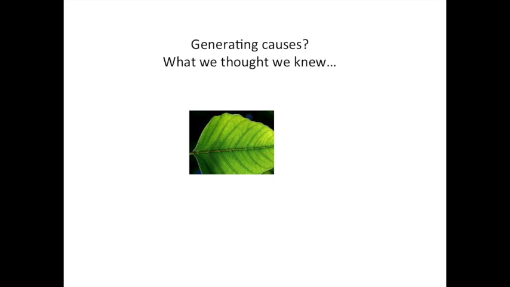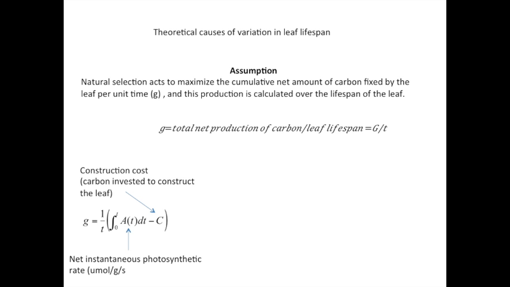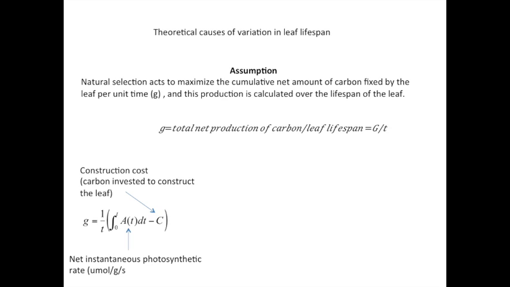So what was the causal explanation that was proposed for this? The first part I'll explain to you is based on ideas of natural selection. The assumption is that natural selection is acting to maximize the cumulative net amount of carbon fixed by the leaf per unit time, calculated over the lifespan of the leaf. So basically we're saying, up to a given time, what's the total amount of accumulated carbon fixed? You take off the investment cost, you divide by how long it takes to get that, and we're assuming that natural selection is trying to maximize this value. And this was a model produced by a person called Kikuzawa many years ago. And I just noticed that part of it was missing. Anyway.